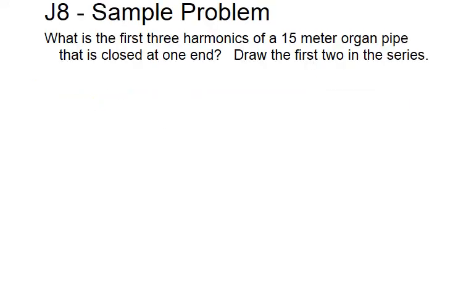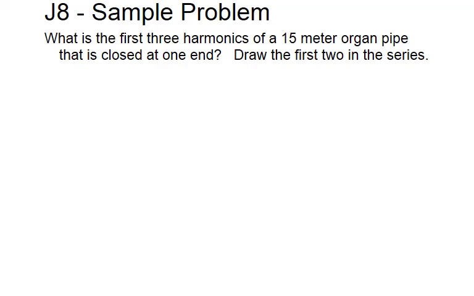So if we take a look at an organ pipe, this would be a large organ pipe, about 15 meters, which would be very, very large. Let's go ahead and calculate the first 3 harmonics and see if you can draw the first 3 harmonics. Now remember, with open closed, you have only odd harmonics, so this will be 1, 3, and 5. And so go ahead and try this. Go ahead and try to draw all 3.